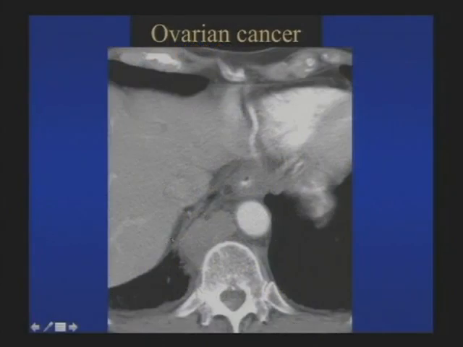Okay, so here's a nice example of a lymph node mass in the posterior end, mainly the middle mediastinum, very, very low down, just above the diaphragm. This was ovarian cancer, which is just extending right through into the mediastinum.